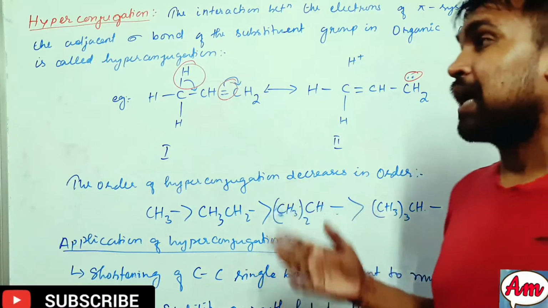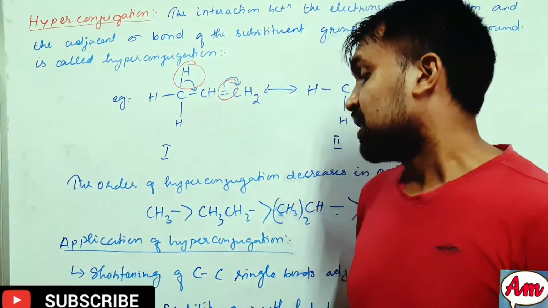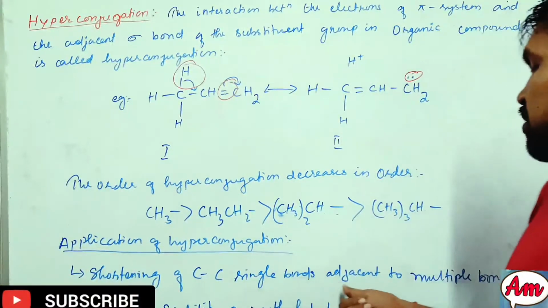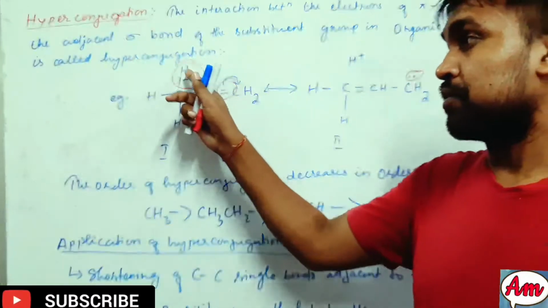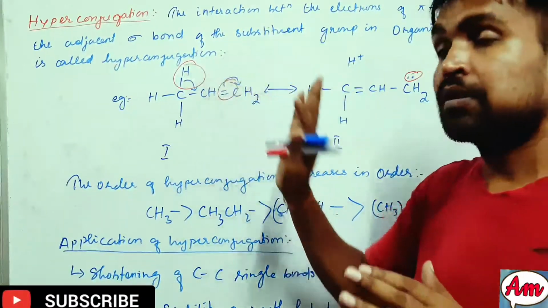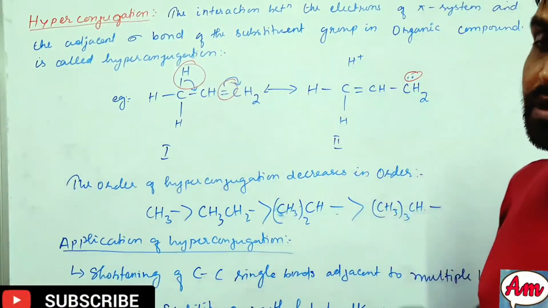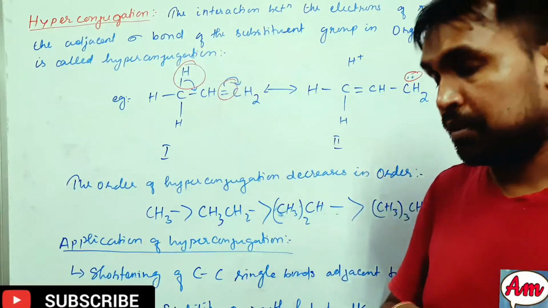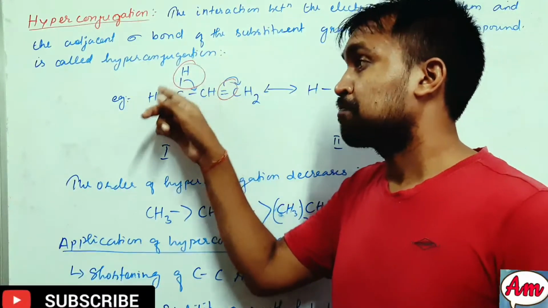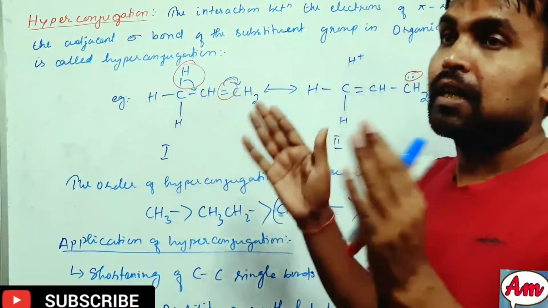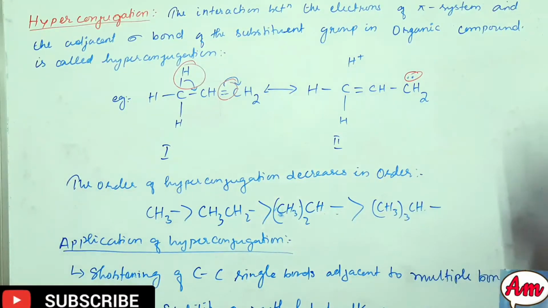Now what are the applications of hyperconjugation? Number 1, it helps in shortening of a carbon-carbon single bond adjacent to the multiple bond. By the cleavage of this bond, this bond will be gone, so it helps in reducing the carbon-carbon single bond which is adjacent to the pi bond. With a pi bond adjacent, that carbon-carbon single bond will be shortened. That is one application of hyperconjugation.